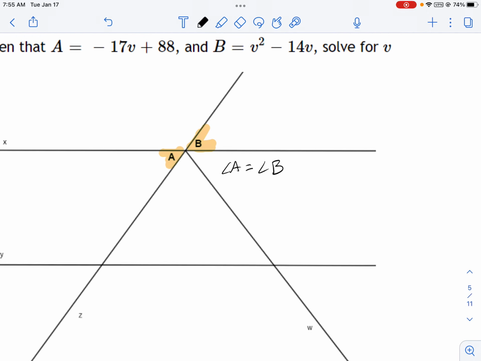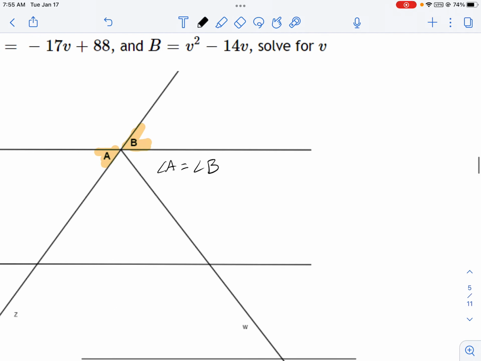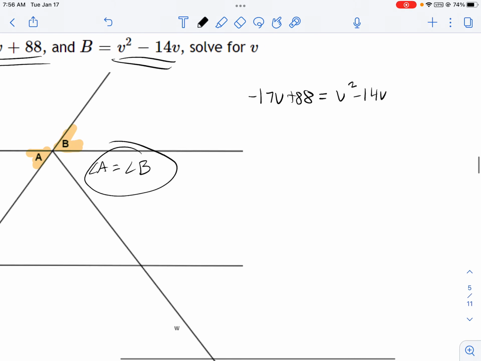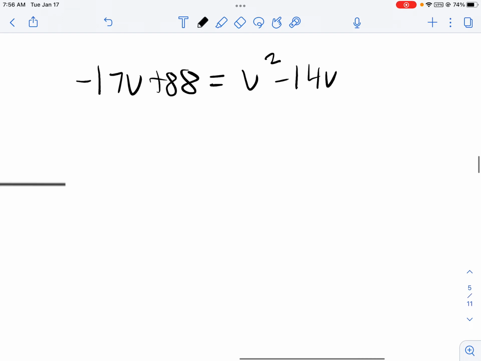So you take whatever A was, negative 17v plus 88, equals v squared minus 14v. Because we know those two angles are equal, we can just take what they were, negative 17v plus 88, and v squared minus 14v, and set them equal to each other. Now you have the relation, you can solve from here.